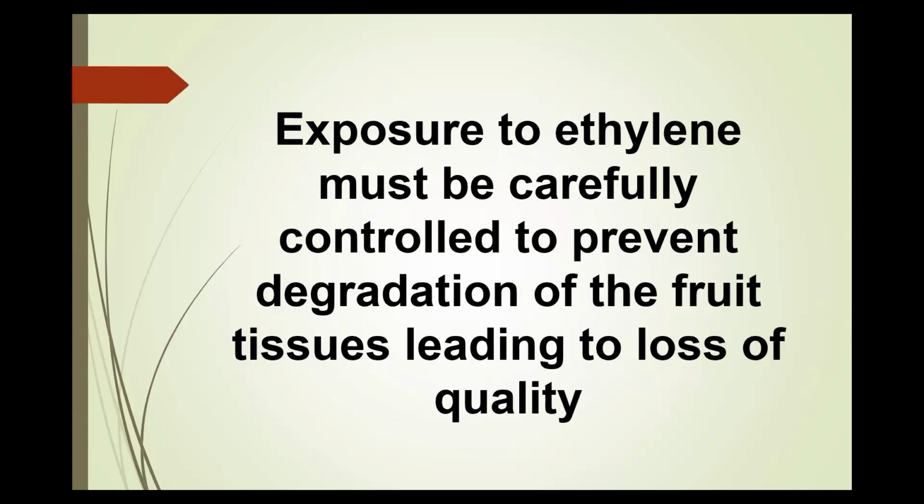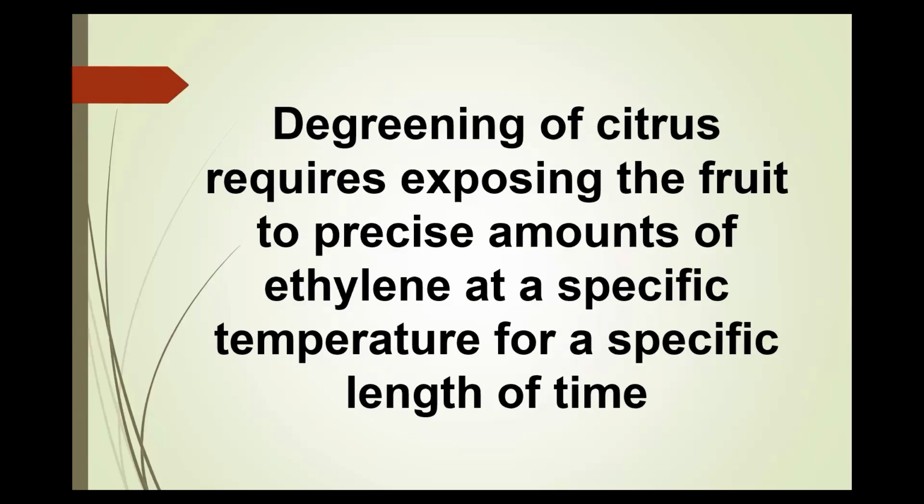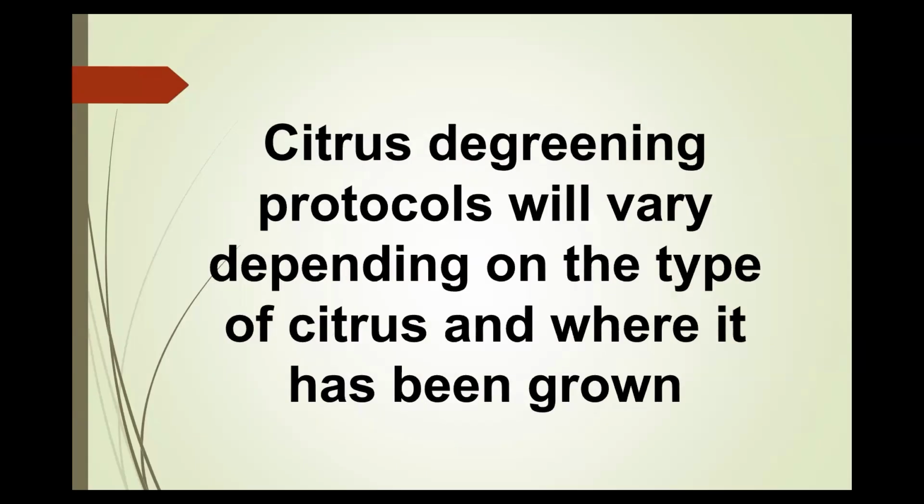However, since ethylene is a senescence hormone, the exposure to ethylene must be carefully controlled to prevent degradation of the fruit tissues, leading to a loss of quality. Degreening of citrus requires exposing the fruit to precise amounts of ethylene at a specific temperature for a specific length of time. Citrus degreening protocols will vary depending on the type of citrus being treated and where it has been grown.